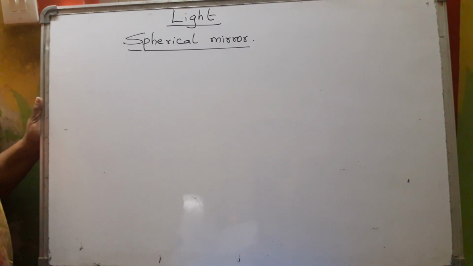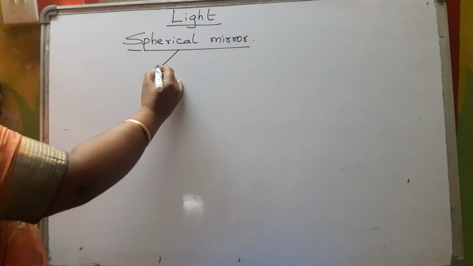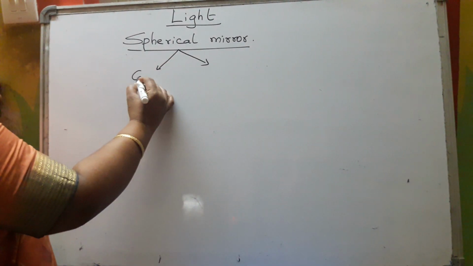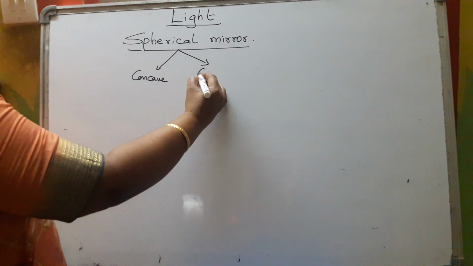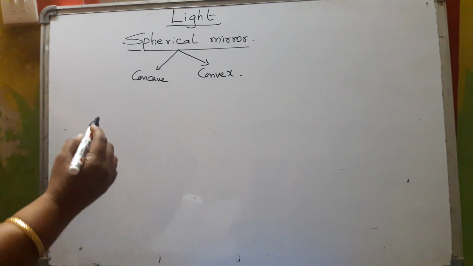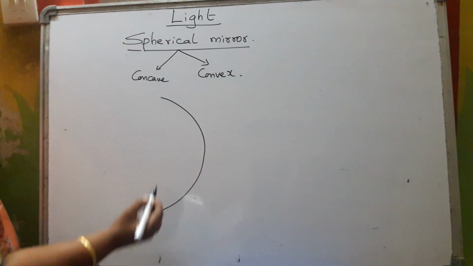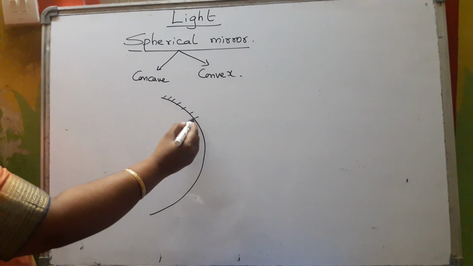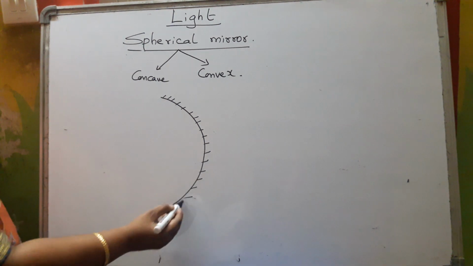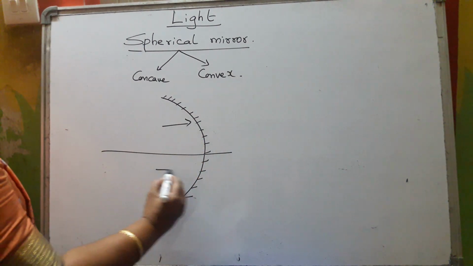Move ahead to the next topic of spherical mirrors. I already told you spherical mirrors can be classified into two, concave and convex. Concave mirror: the spherical mirror whose reflecting surface is curved inwards is called a concave mirror. Children, see here, this is going to be the reflecting side.